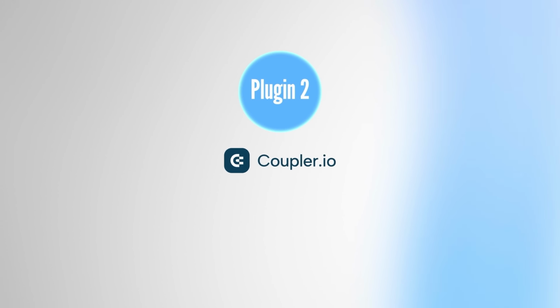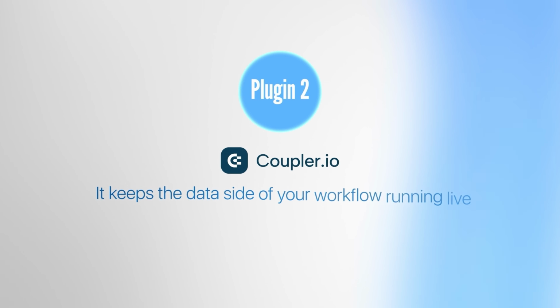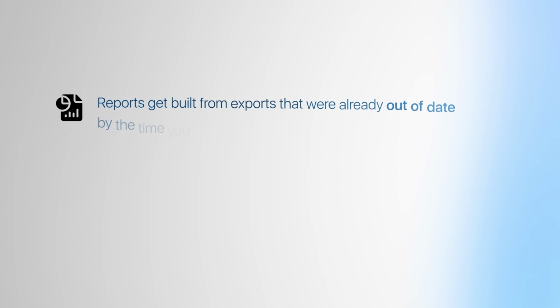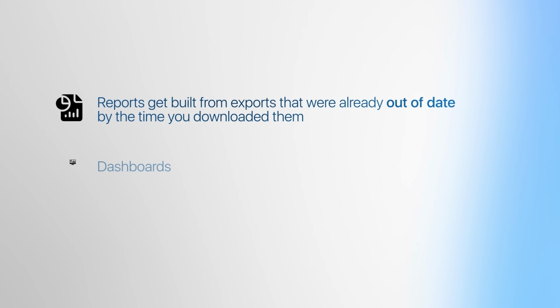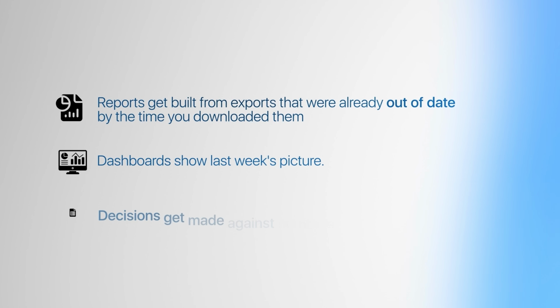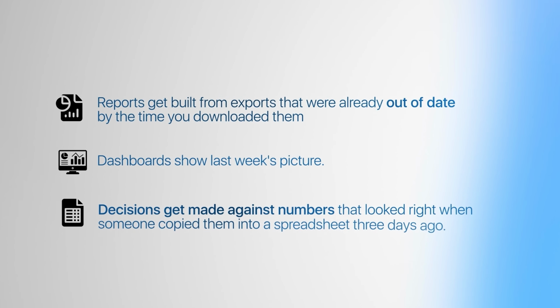Plugin 2 is coupler.io, and it keeps the data side of your workflow running live. Finance data has a reliability problem that has nothing to do with the accuracy of any individual number. The problem is freshness. Reports get built from exports that were already out of date by the time you downloaded them. Dashboards show last week's picture. Decisions get made against numbers that looked right when someone copied them into a spreadsheet 3 days ago. And the more tools that your business runs on, the worse that situation gets, because every system holds a piece of the truth and none of them talk to each other without someone doing the work by hand.